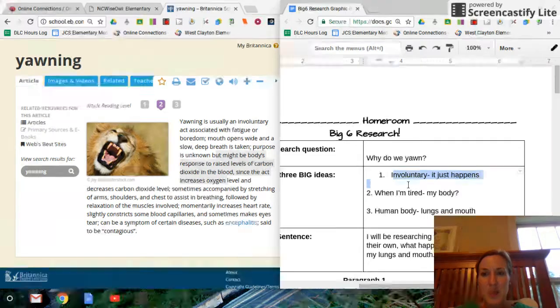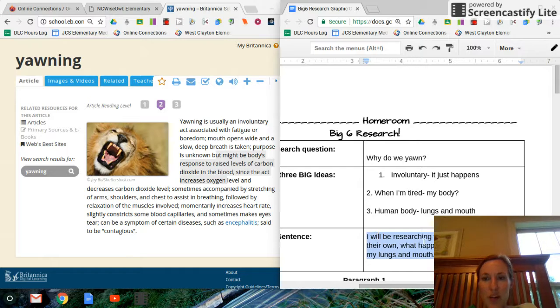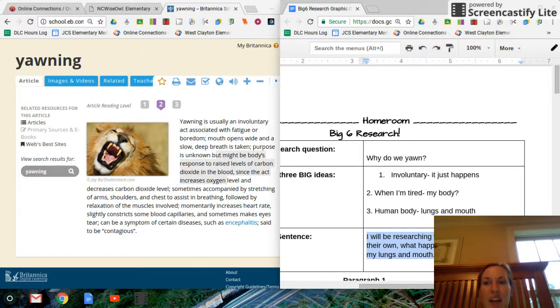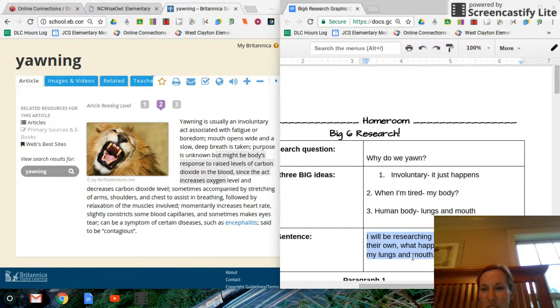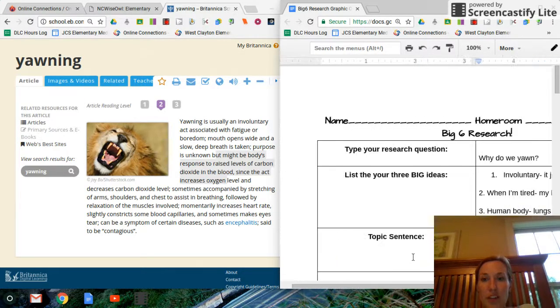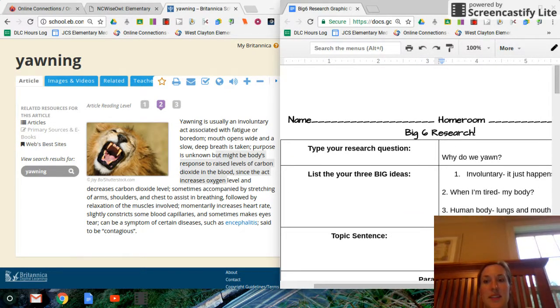I wanted to repeat this one, and this one inside my topic sentence. So, my question, why do we yawn? I will be researching why things happen on their own, what happens when I'm tired, and what's going on with my lungs and my mouth. So now we've covered the first few steps of the Big 6 research process. So now what? What do you do next?